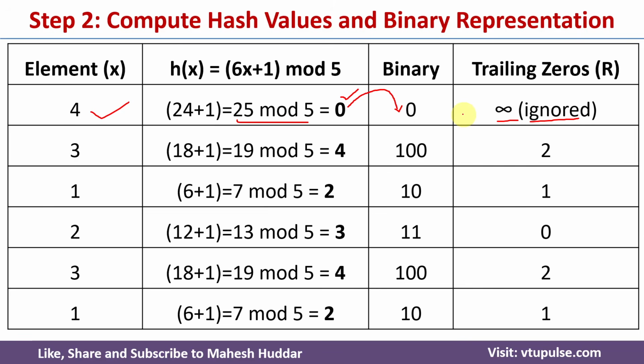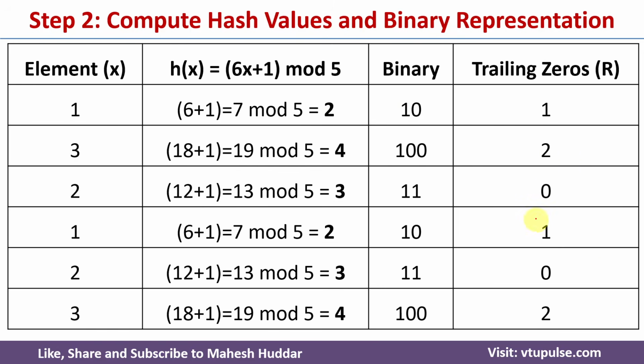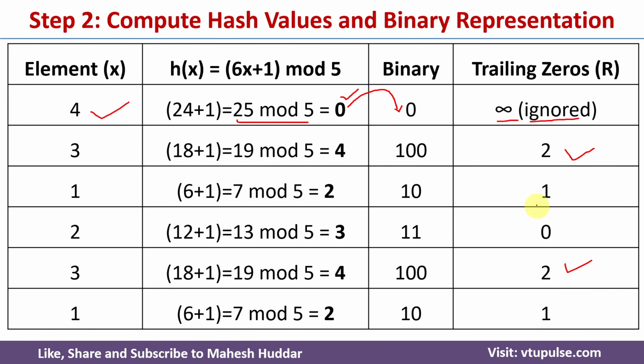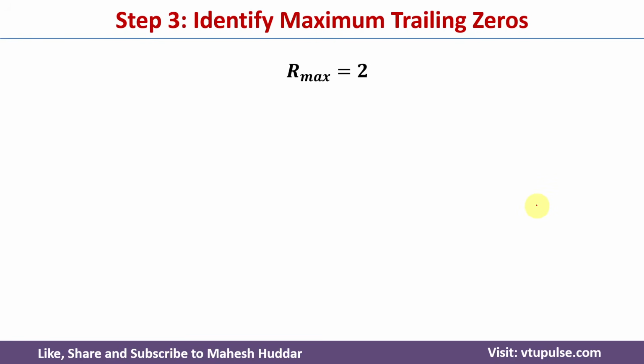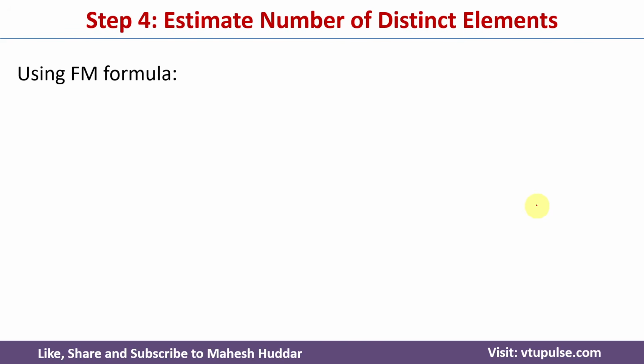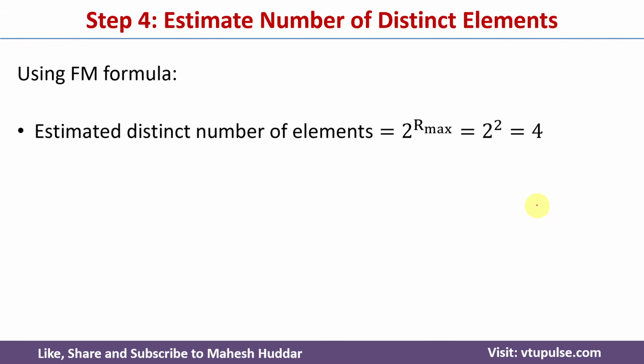Once you find the trailing zeros for all the elements, next we need to check which trailing zero count is the maximum. Here we can see that 2 is the maximum number. So we will consider R max is equal to 2. Once we have R max equal to 2, by using the following formula, we can find the distinct elements in that particular stream, that is 2 raised to R max. So R max is 2, so 2 raised to 2 is 4.